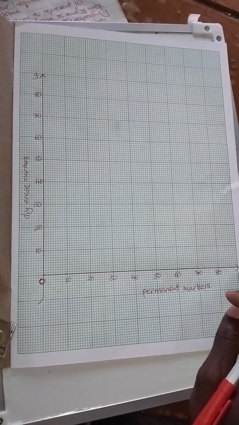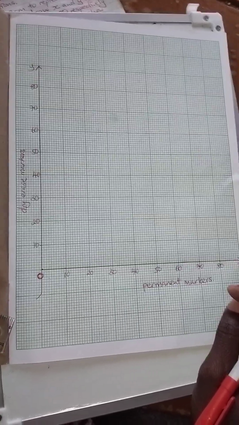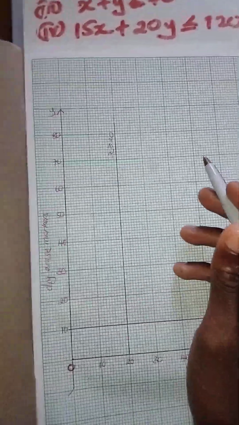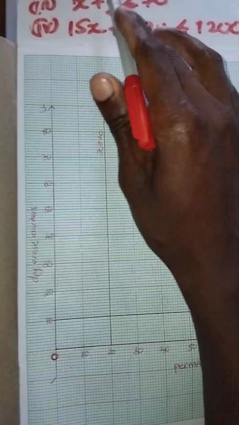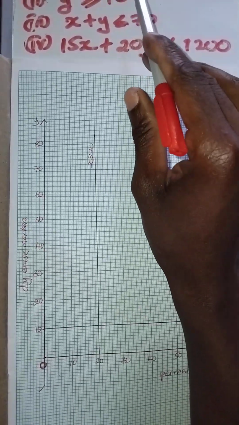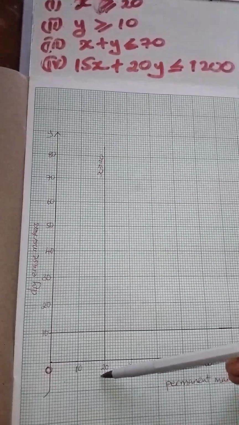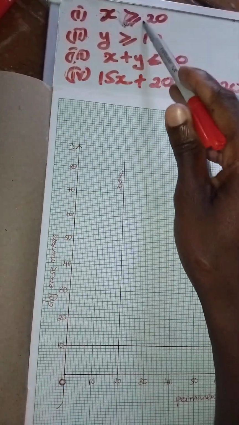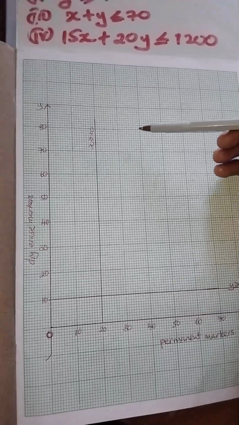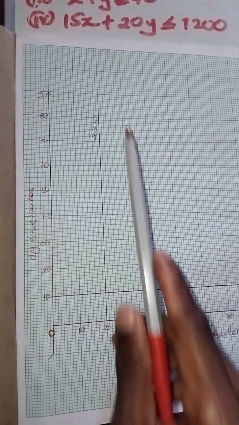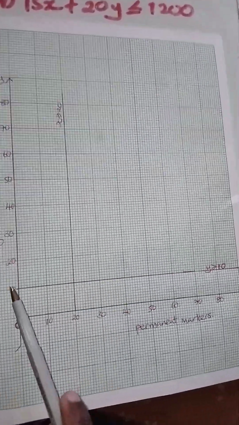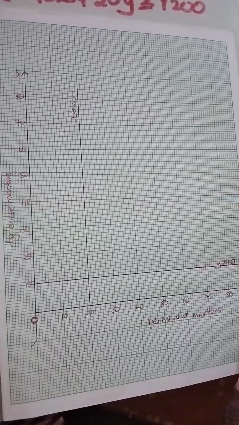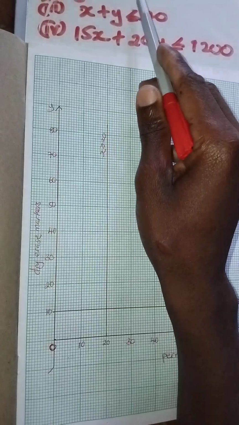Now we are going to plot my inequalities. Remember we said x is equal to 20. Why draw a solid line? Because it is less than or equal to, so it is a solid line. Lines are very important; if you draw a dotted line you lose marks. Then y is equal to 10, drawn here as well.